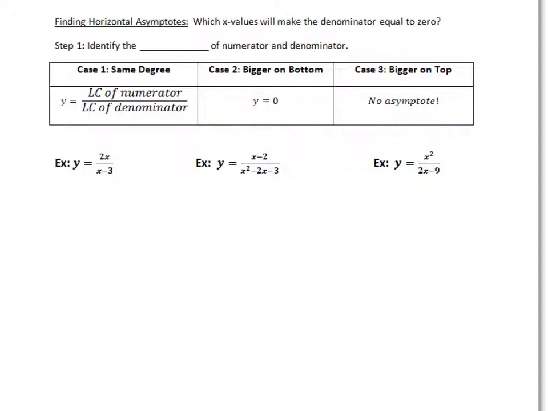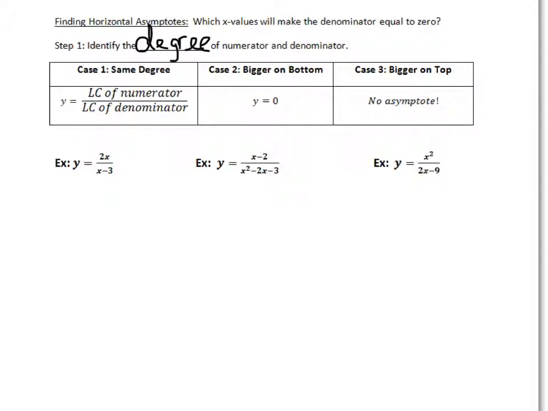Now, when we worked on the previous problems, we were finding vertical asymptotes. Now we also have horizontal asymptotes, and we find them differently. Horizontal asymptotes, we have to identify degrees. So step 1 is we need to identify the degree of the numerator and denominator, and we have 3 cases.